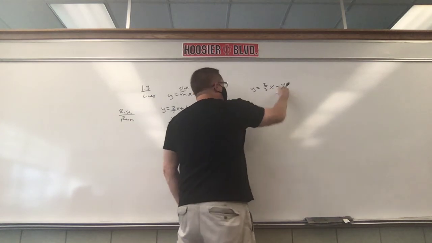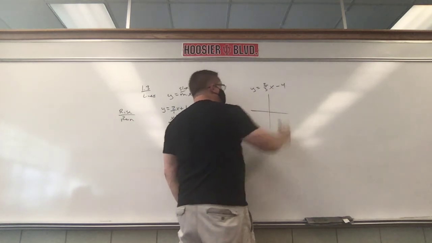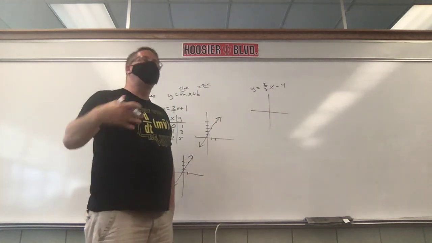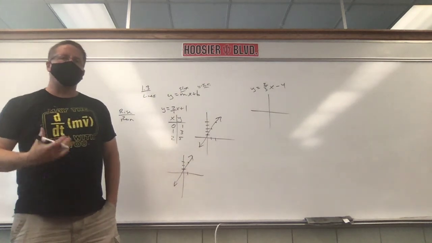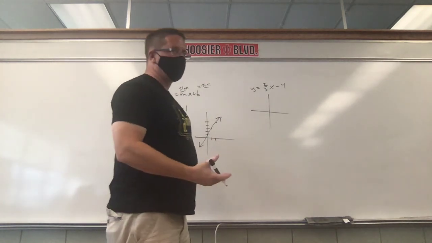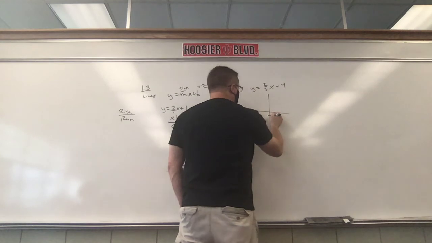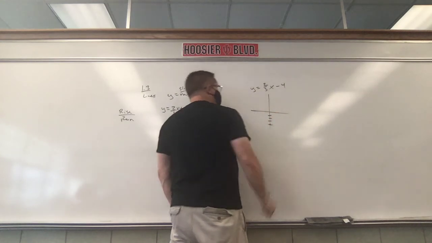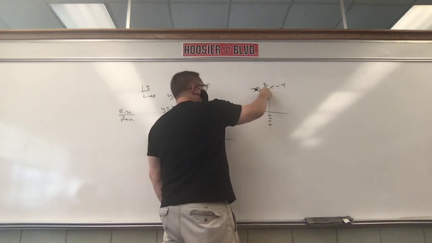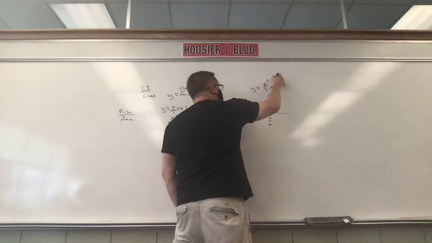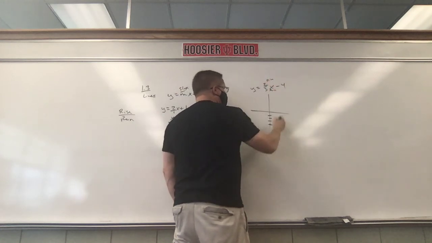So you look at your y-intercept first. It's negative 4. That tells you to go down 4. It always tells you where to go up or down. It doesn't say anything about left or right. So we go down 4. 1, 2, 3, 4, put it down. Then your slope is 2/3. We're going to rise 2, and we're going to run 3.